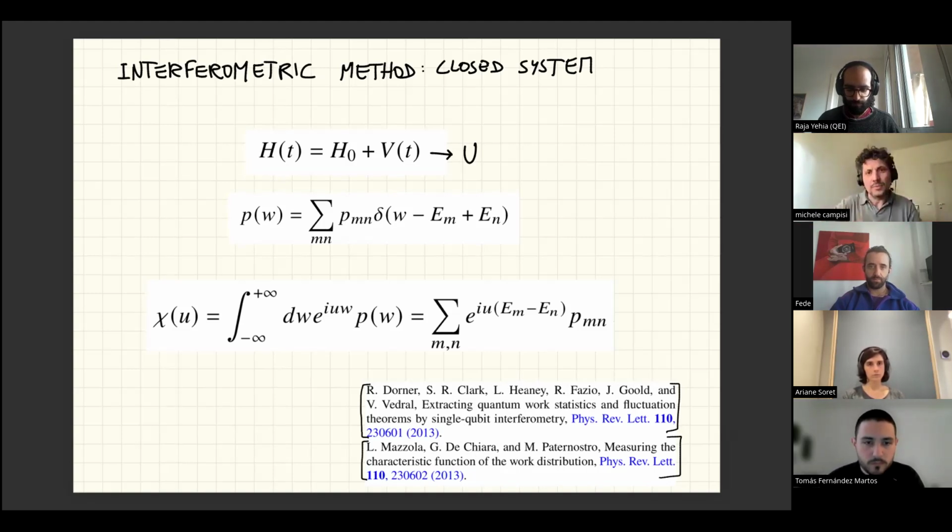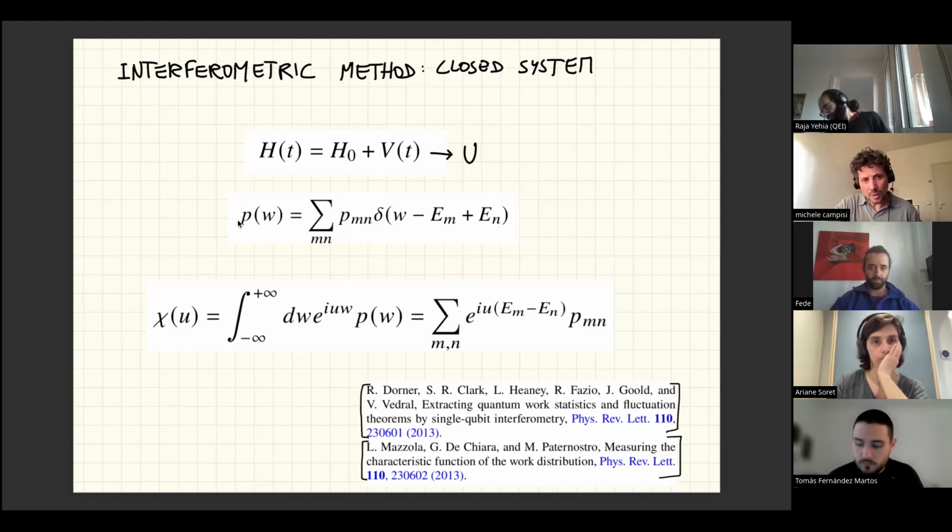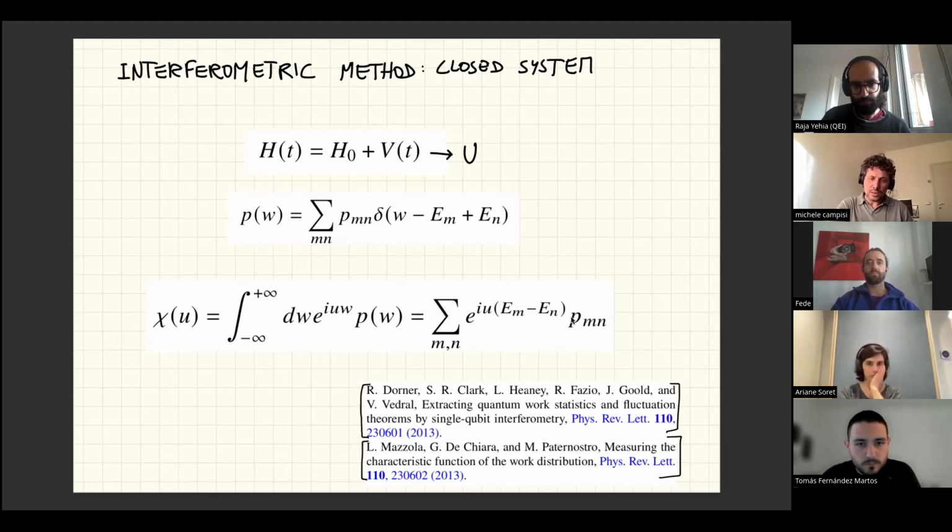So, closed system, driven Hamiltonian, so H0 plus some perturbation and some evolution U. This is what we want, the probability of work, this object here, which I described earlier. The method actually gets this work probability distribution indirectly, meaning that what you really measure with this method is its Fourier transform, this chi of u, which is the characteristic function associated to the work probability distribution. You see it here, that's the Fourier transform of it. And this Fourier transform, in fact, can be written as this double sum, where those joint probabilities PMN appear.